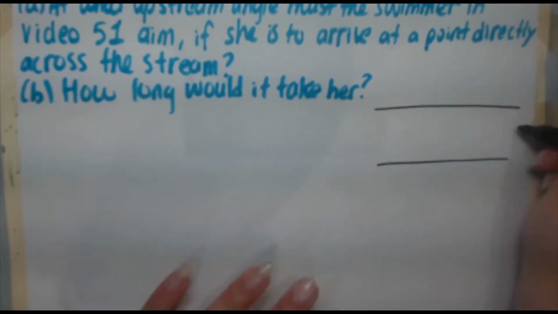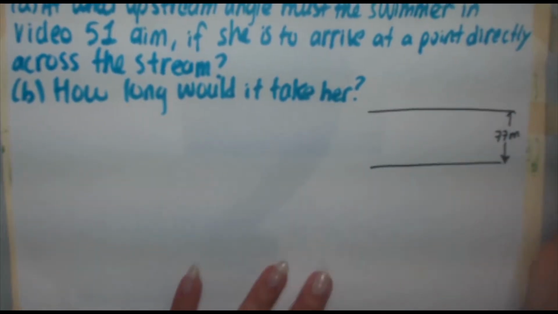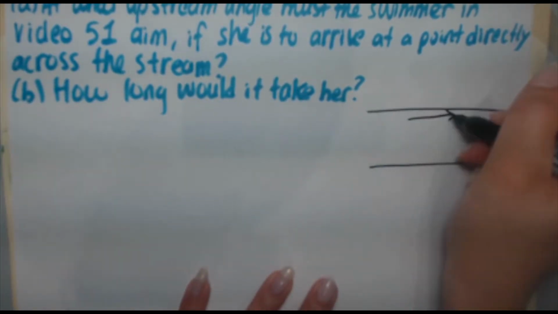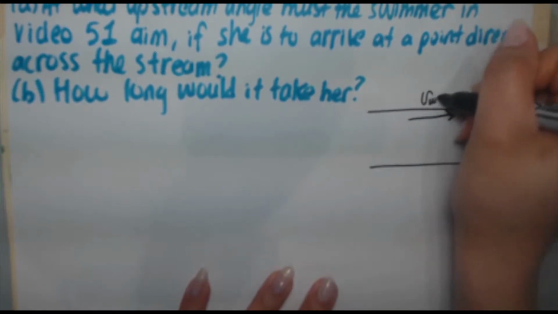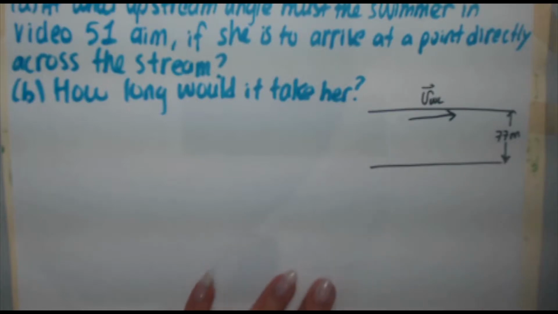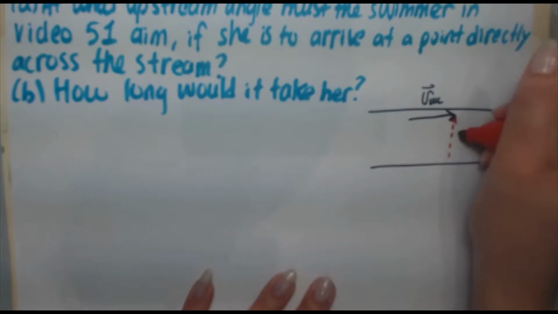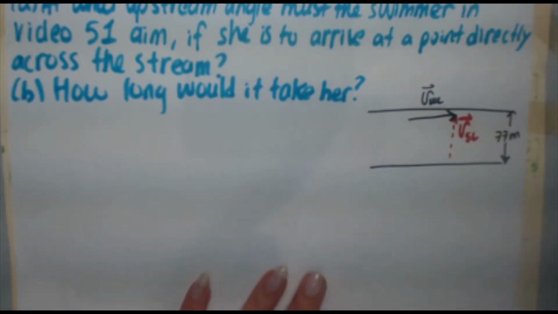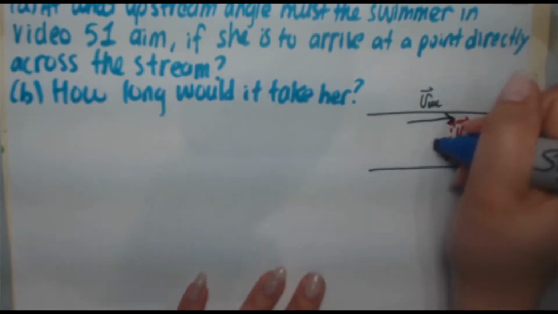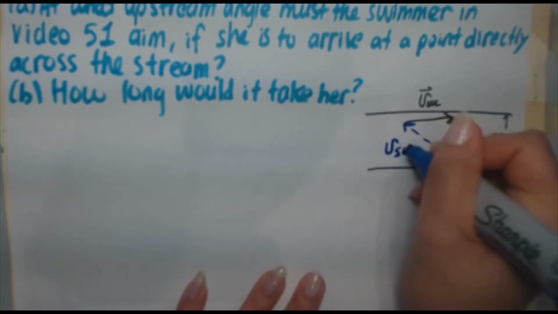So we've got our river, just like in the previous video, it's 77 meters wide. And what we know is that the velocity of the water relative to the land is moving towards the right. We know that we want her to be going straight up as the resultant, so we want this to be our V_SL. And in order to do that, she's going to have to swim upstream. That's going to be our V swimmer relative to the water.